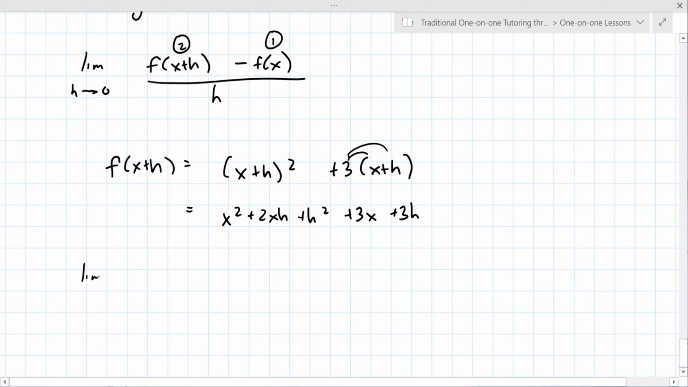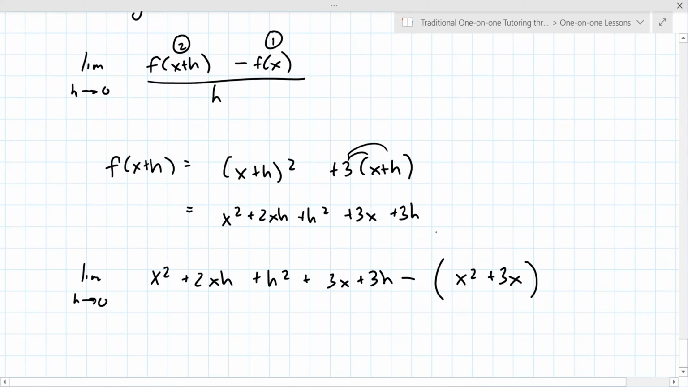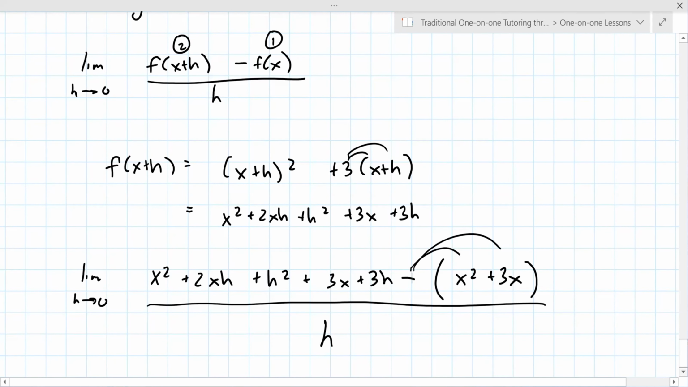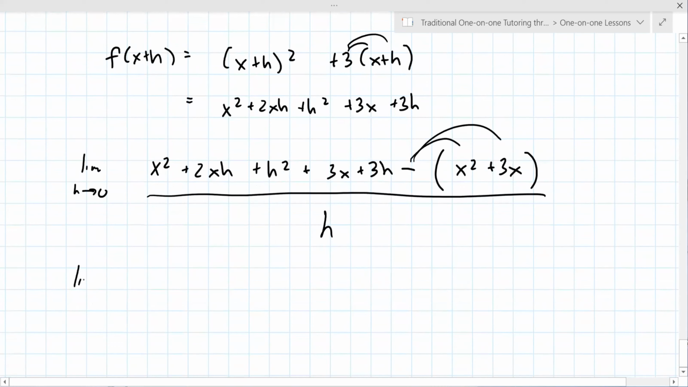So the limit as h goes to 0, and then you've got x squared plus 2xh plus h squared plus 3x plus 3h minus, this is very important, it's in parentheses now, x squared plus 3x, because there's two terms, all over h. And then you distribute this negative in. A lot of writing, unfortunately, that's just the way it is with these.